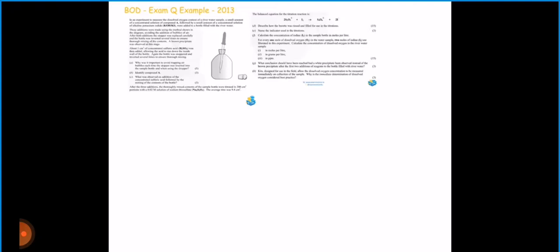So, Part A asks us, why is it important to avoid trapping air bubbles each time the stopper was inserted into the bottle and when using the dropper? So we discussed that already. It's to prevent an increase in the oxygen concentration. So that's enough to get you 5 marks there.